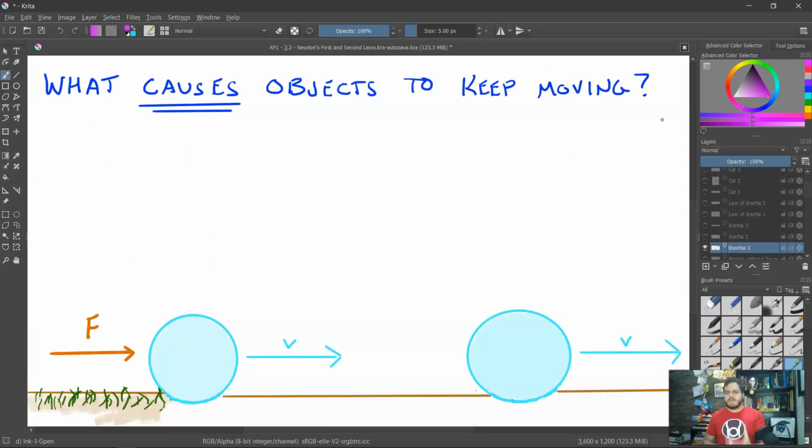Now, previously we discussed this claim. What causes objects to keep moving? Aristotle said an unnatural force. Galileo said, nope, don't need that. You don't need a net force. As long as there is no net force, an object will just keep moving. It will just keep doing that. But that really didn't answer the question. It just said it's not that. So what actually causes objects to keep moving, to maintain their current state of motion?